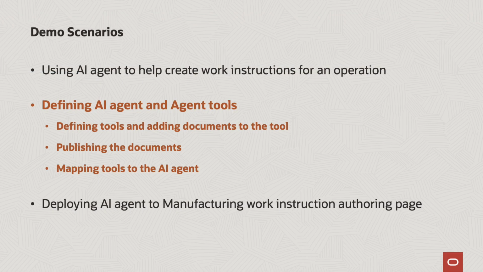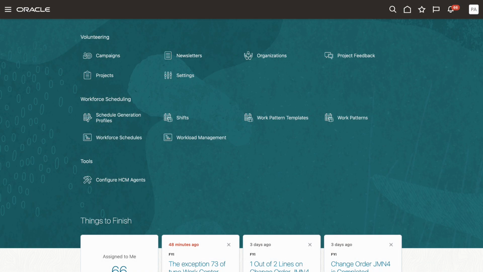Let us see how we can set up the agents. This requires the following steps: defining tools and adding documents to the tool, publishing the documents, mapping tools to the AI agent. To set up intelligent agents, I will launch this action under my client groups, configure HCM agents. This requires the privilege Manage Intelligent Agent.